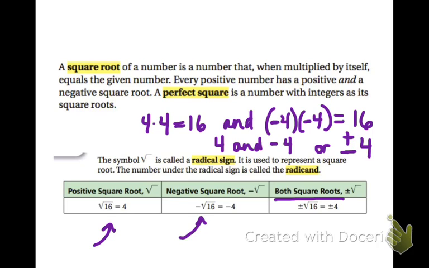Here's where they talk about both roots. You want the positive root and the negative root. So plus or minus the square root of 16 just means the values +4 and -4, and it's just written like this to be a notation.